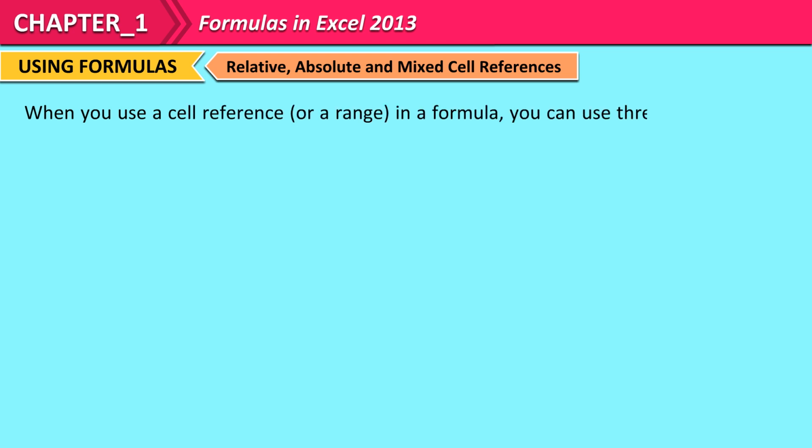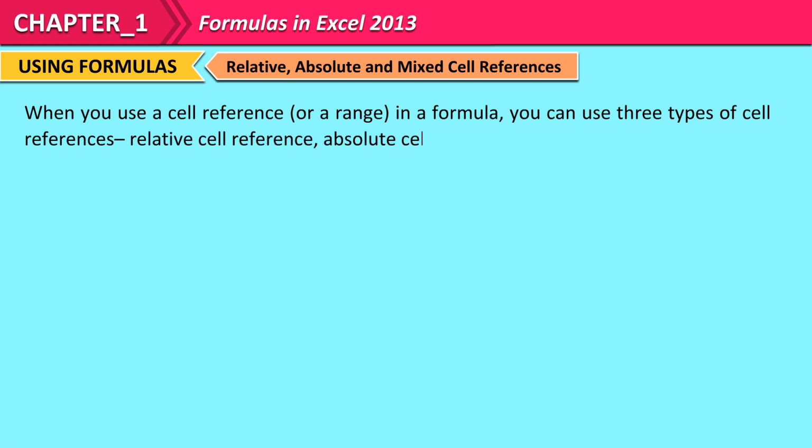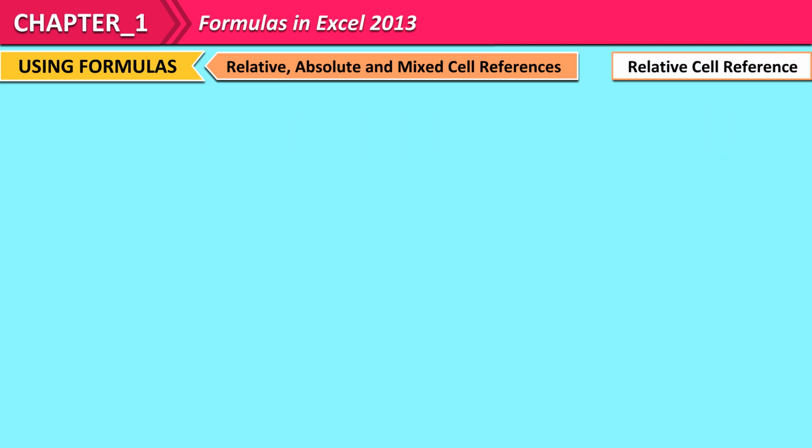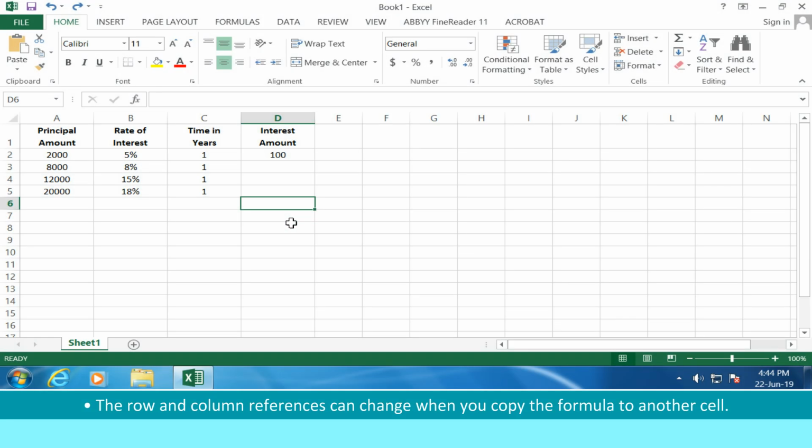Relative, absolute and mixed cell references. When you use a cell reference or a range in a formula, you can use three types of cell references: relative cell reference, absolute cell reference and mixed cell reference. Relative cell reference. The row and column references can change when you copy the formula to another cell. By default, Excel creates relative cell references in a formula. For example, A1, B5, D4, etc.